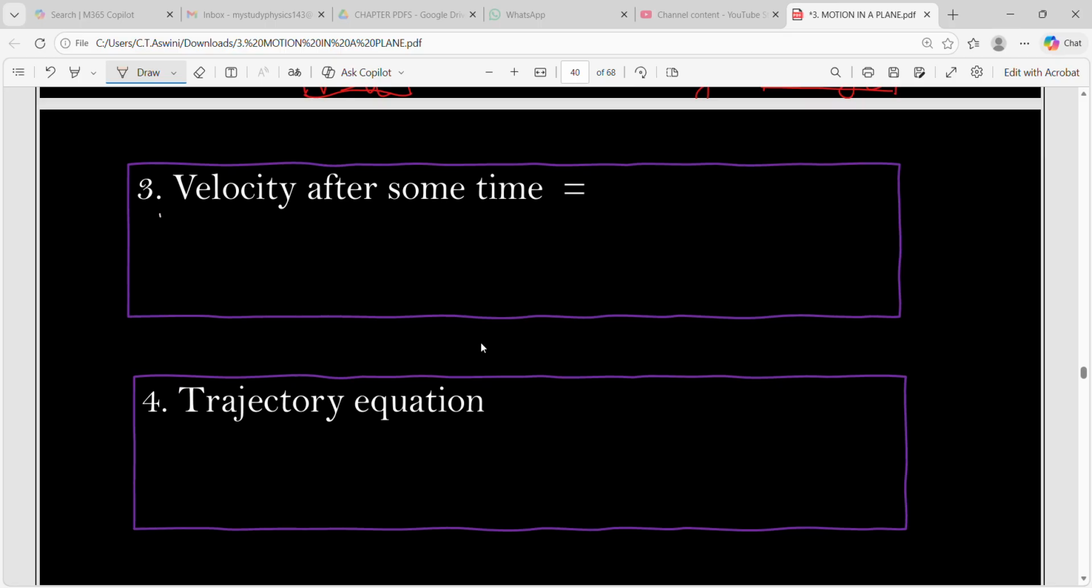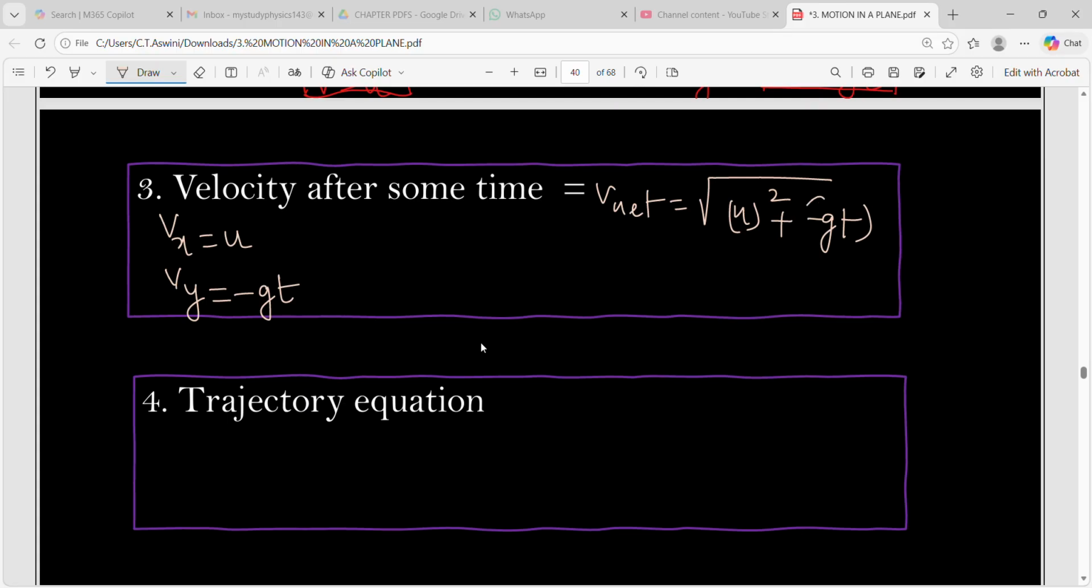Now, velocity after some time. Just now we have seen what the velocity along x was, it was u. What was the velocity along y, it was minus gt. Now what is the velocity after some time? V net, you have to take the square root of x component square plus y component square. No need to memorize this, but be thorough with the concept: how to find along x, how to find along y, and how to take the total value.